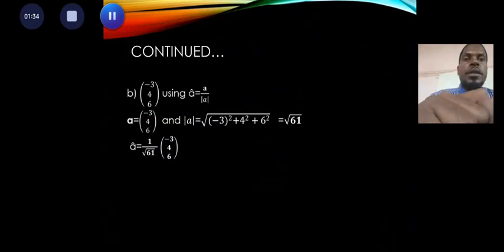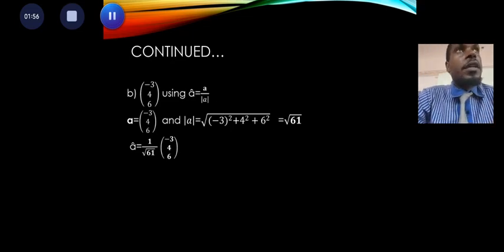Now B is about a three-dimension vector. We use the same identity: x squared plus y squared plus z squared. When we substitute the values of x, y, and z, the negative 3 squared plus 4 squared plus 6 squared will give you exactly 61, either using mental math or the calculator. Then you need to find its square root. Therefore, the magnitude becomes the square root of 61.